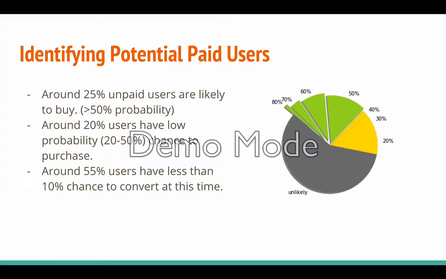So here is another way to dissect the data. Around 25% of unpaid users are likely to buy because they have greater than 50% probability. If you see the pie chart, 1/4 of them are green. Basically, they have higher than 50% probability to convert. Whereas around 20%, those yellow ones are between 20% to 40% probability. So maybe we need to message them differently when we are marketing to them because they are not as inactive as the rest of 55%, but they are not too active as well.